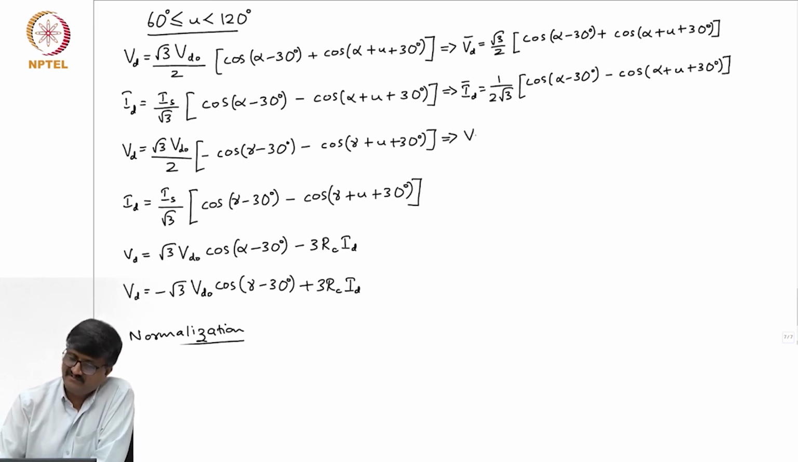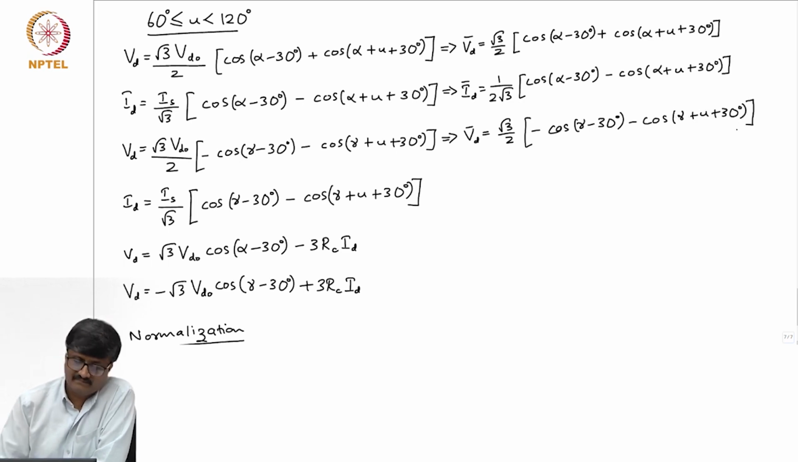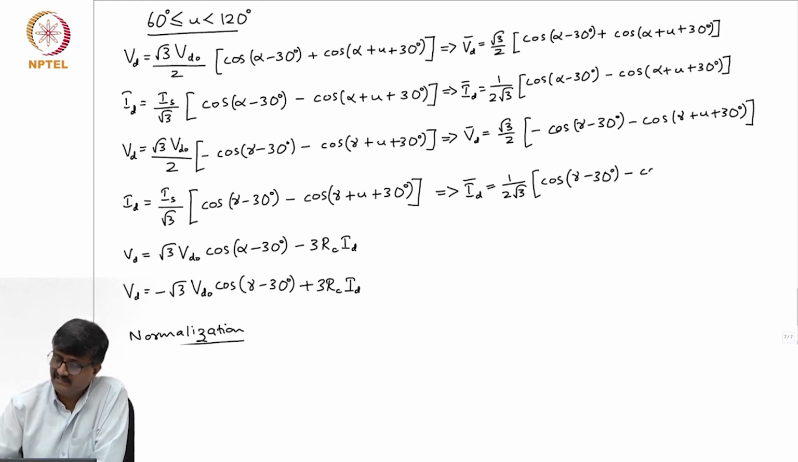The next equation is divided by VDO on both sides. I get on the left hand side VD bar, which is equal to root 3 by 2 (minus cos (gamma minus 30 degrees) minus cos (gamma plus u plus 30 degrees)). The next equation is divided by 2Is. I get ID bar equal to 1 by 2 root 3 (cos (gamma minus 30 degrees) minus cos (gamma plus u plus 30 degrees)).